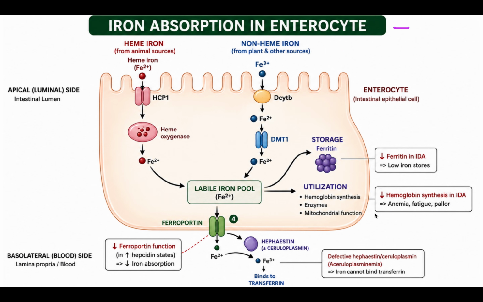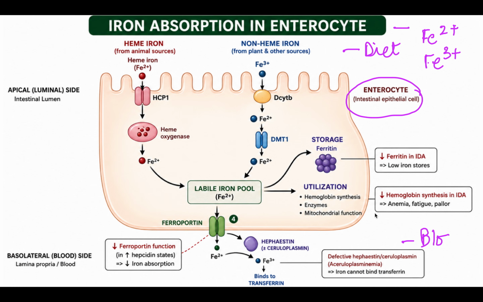Firstly, this is your diet. When you are eating iron, you eat two types of iron. When you are taking it from an animal source, you take Fe2+, that is the ferrous form. And when you are taking it from plants, you take mostly Fe3+, that is the ferric form. Now in our body, this is the intestinal epithelial cell, and this is the blood. In the blood also Fe3+ is required; here also majority Fe3+ is present.